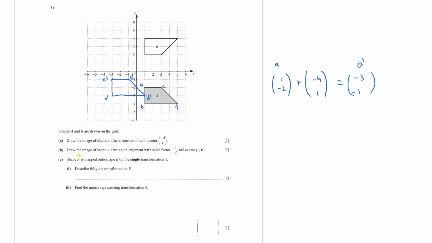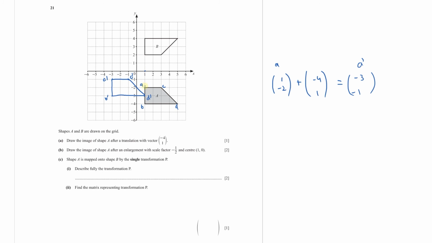Part B is, draw the image of shape A after an enlargement with scale factor -1/2 and center (1, 0). So this is your center of enlargement (1, 0), and the scale factor is -1/2. There are two ways you can do this: you can directly draw on the diagram using your ruler, and there's also a column vector method. So let me show you both. I will find the A dash and B dash for the enlargement using the simple ruler method.